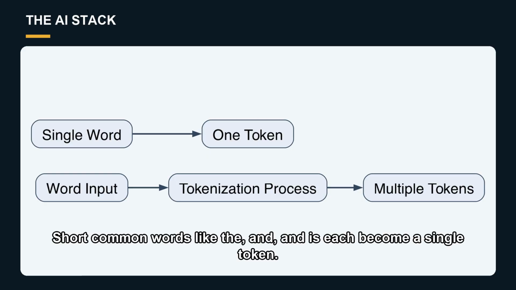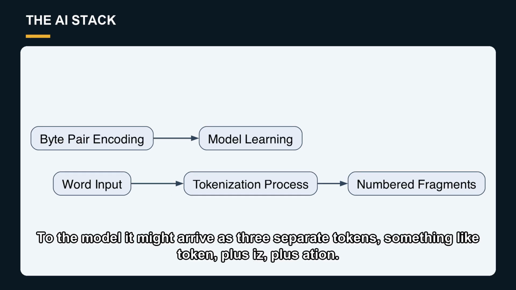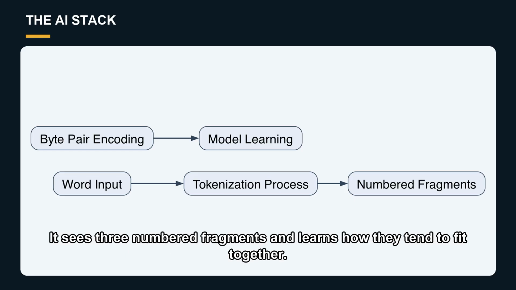Short common words like the, and, is each become a single token. But a longer or rarer word gets split. Take the word tokenization itself. To you, it is one word. To the model, it might arrive as 3 separate tokens, something like token plus is plus action. The model never sees the whole word. It sees 3 numbered fragments and learns how they tend to fit together.